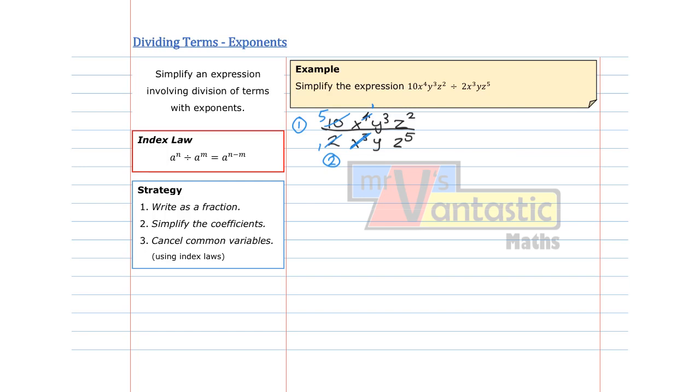Looking at the y's, we have y to the 3 divided by y with nothing, and remember that means an invisible 1. So we can cancel the y to the 1 and reduce the 3 down to 2. And then lastly, looking at our z's, z squared divided by z to the 5. Here again we can remove the lower term, z squared, and reduce 5 by 3. Just because it's in the denominator doesn't mean anything special is going on. We just leave it in the denominator. So our simplified version is 5x to the power of 1, which I'll leave out, y squared, divided by 1, which I won't write, and then z to the power of 3.